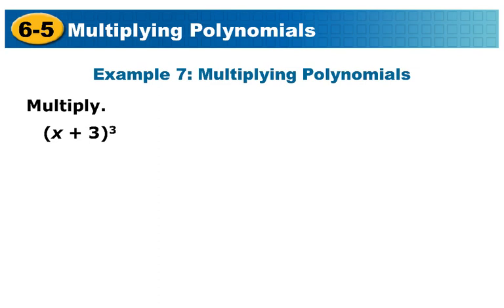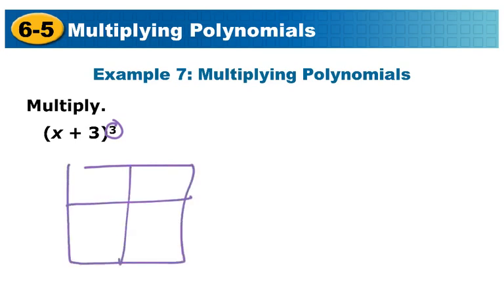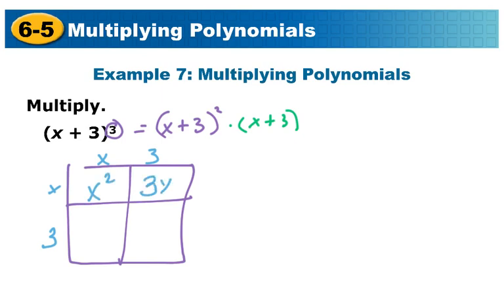Alright, the last one here of this type, notice it's saying to the third. And so again, we cannot just distribute that 3. It just means that we're actually going to do a box to take care of x plus 3 squared. And then we're going to get that result and multiply it by x plus 3 one last time. So we're going to do 2 area models here. So the one is x plus 3 and x plus 3 again to get x squared, 3x, 3x, and 9.